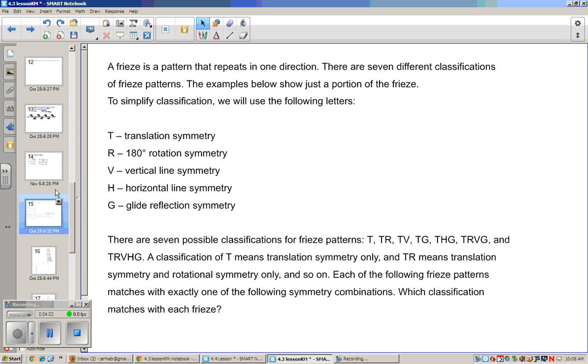Okay. The last thing we're going to talk about is frieze patterns. A frieze pattern can be categorized into 7 different classifications, and the classifications are right down here, and over here is the final one.